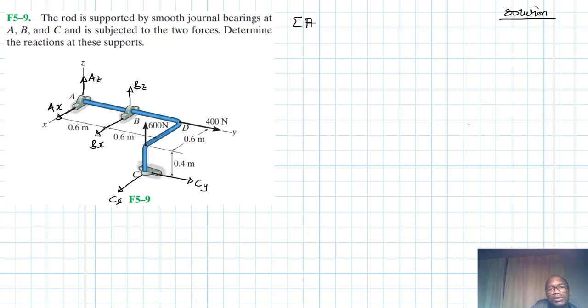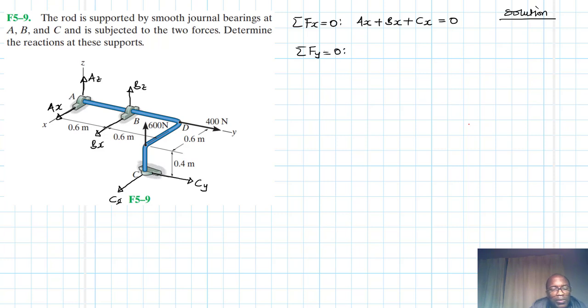So let's start with summation of forces in the x direction. What do we have in the x? We seem to have a lot. We have ax plus bx plus cx. What else? That's all, right? Equal to 0. And then summation of forces in the y direction. Let me put this equation here, because the equations seem to be a lot, so that I reserve space.